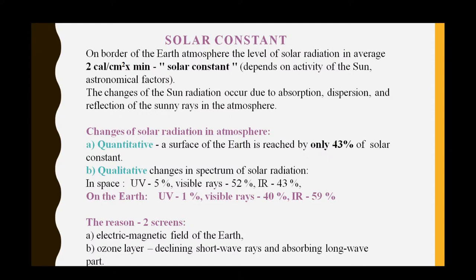Composition of the solar spectrum in space: ultraviolet rays 5%, visible rays 52%, and infrared 43%. On the Earth, ultraviolet is only 1%, visible rays 40%, and infrared 59%. The reason for such change is the presence of two screens, the electromagnetic field of the Earth and the ozone layer, deflecting shortwave rays and absorbing long wave paths.